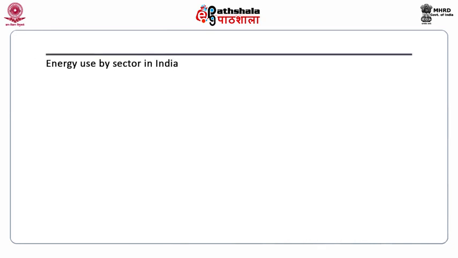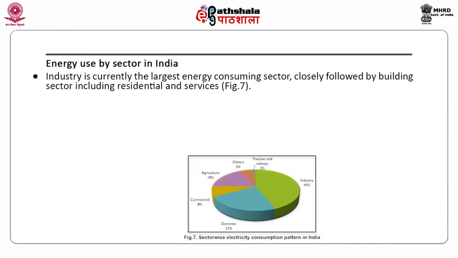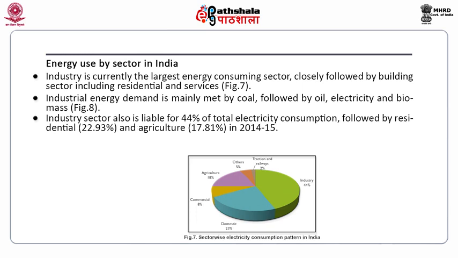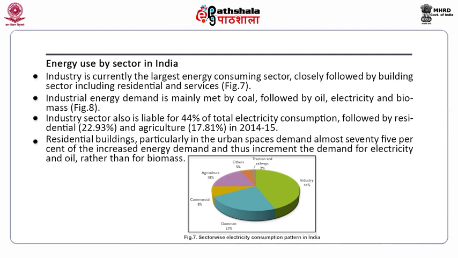The energy use by various sectors in India. Industry is currently the largest energy consuming sector, followed by the building sector, including residential and services. The industrial energy demand is mainly met by coal, followed by oil, electricity and biomass. The industry sector also is liable for 44% of total electricity consumption, followed by the residential and agriculture. The residential buildings, particularly in the urban spaces, demand almost 75% of the increased energy demand and thus increase the demand for electricity and oil rather than for biomass.